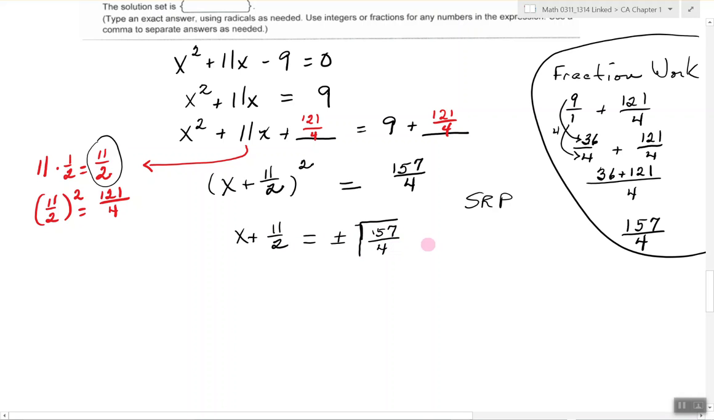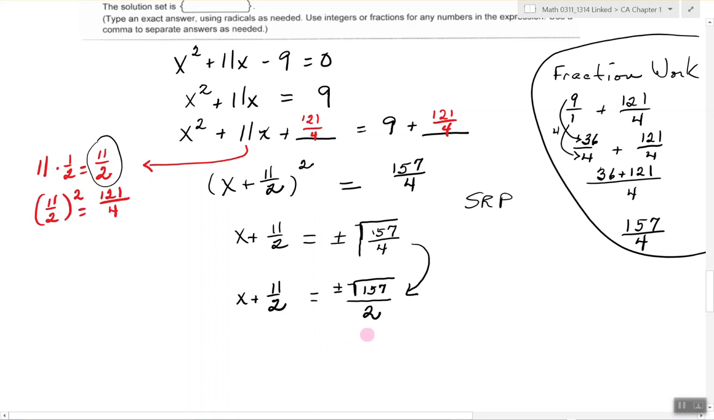And I always ask, can I simplify that? Now you cannot simplify the square root of 157. You can work with it. It is divisible by 3. And so you can play with it, but there aren't any perfect square factors. So I'll leave it in the radical, but I can simplify the square root of 4. It's no longer under a radical. It is rational 2. So now I have x plus 11 over 2 is equal to this fraction.